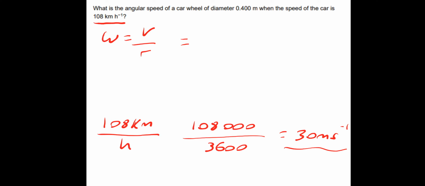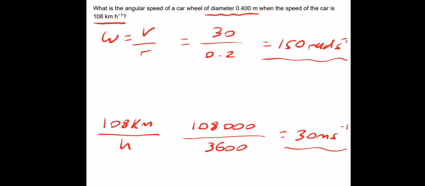So back to our question. So omega is v over r, so v is 30, divided by the radius. Now be careful because you're given diameter of 0.4, so the radius would be 0.2. So that would give you 150 radians per second. Hopefully that went okay.